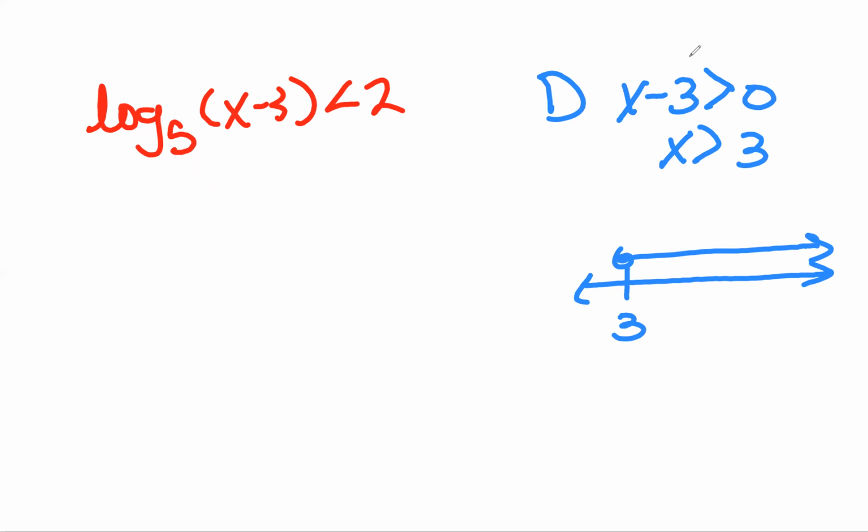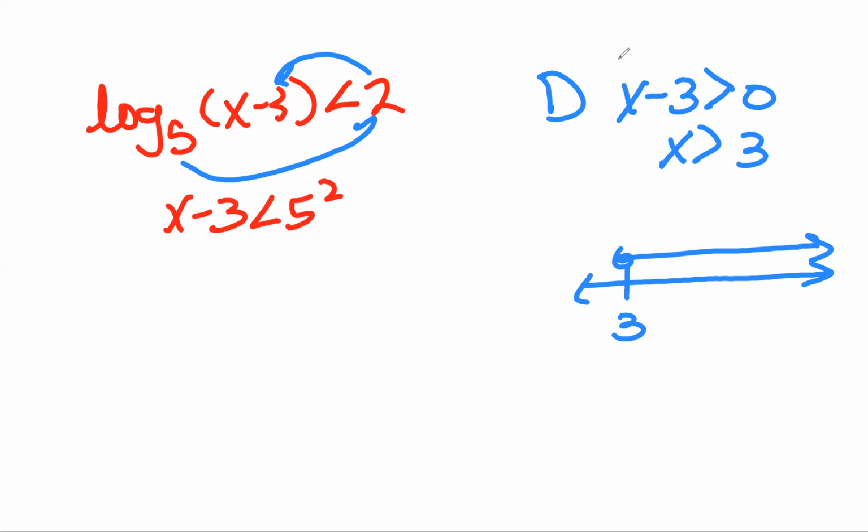Now, work the problem, change to exponential form. So changing to exponential form would take this to this power is equal to that. And you need to make sure that you're keeping your x on the same side that you were on when you originally began the problem. So x minus 3 is less than 5 squared. x minus 3 is less than 25. x is less than 28.